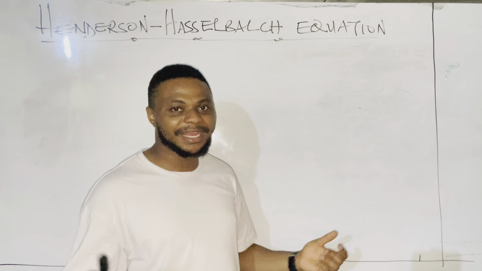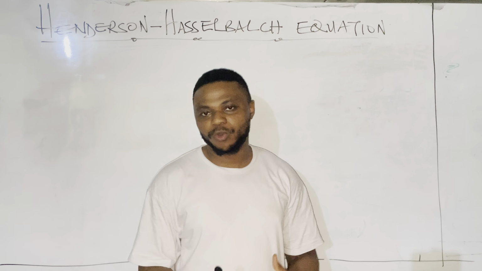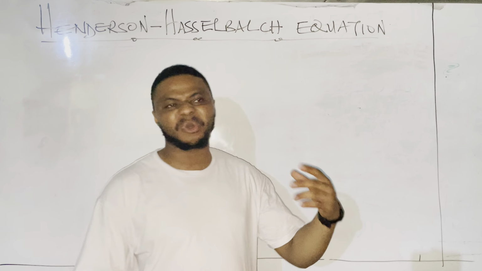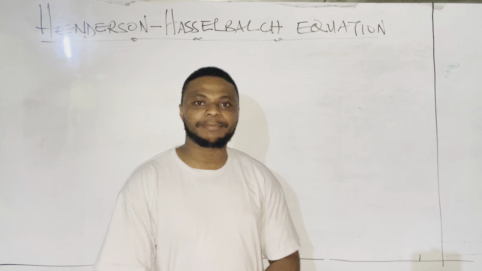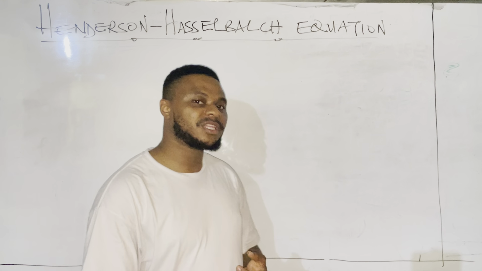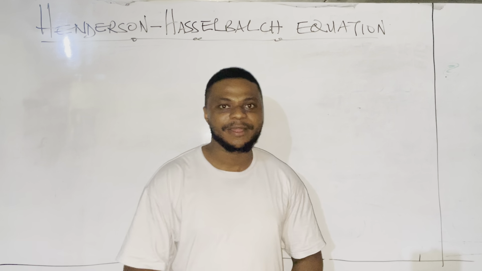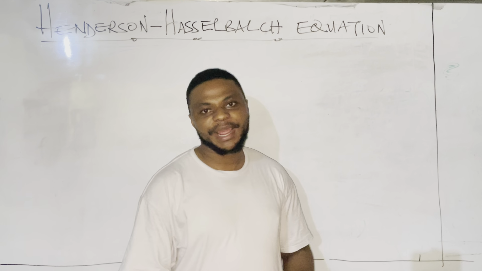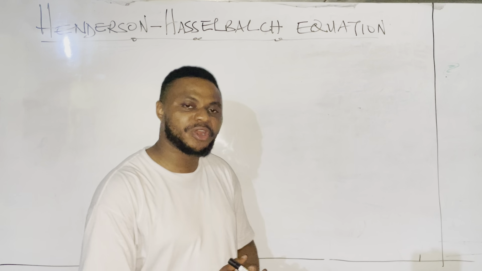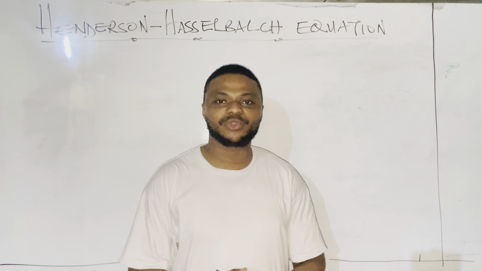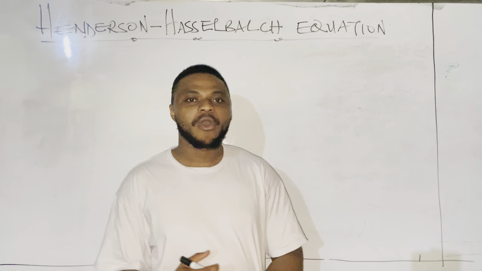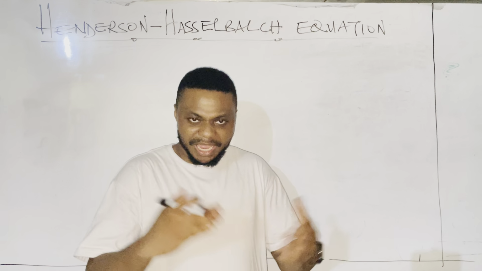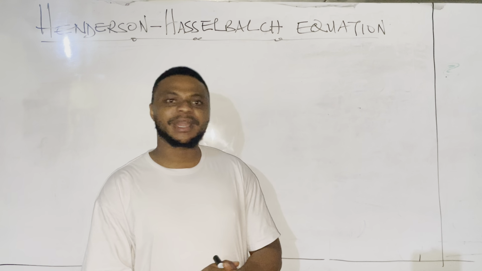The Henderson-Hasselbalch equation was discovered and postulated by two scientists who worked independently. These two scientists were Joseph Henderson and Carl Hasselbalch, and they worked in two different periods, 1908 and 1928, to bring about this equation.